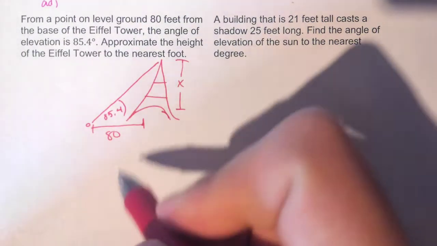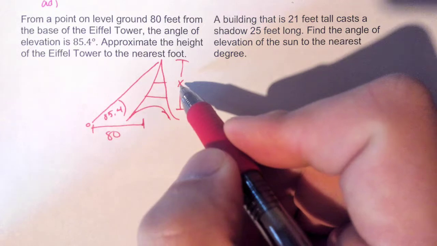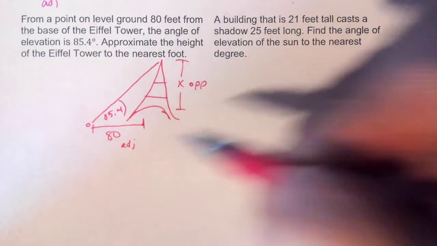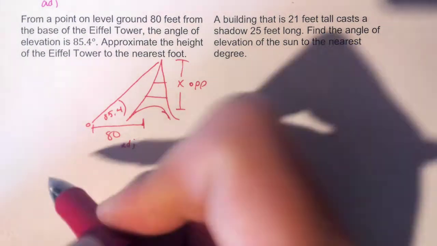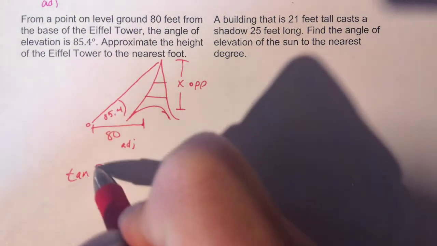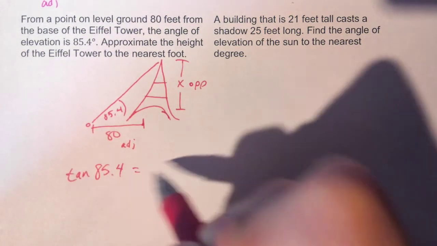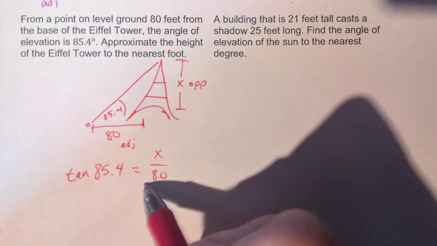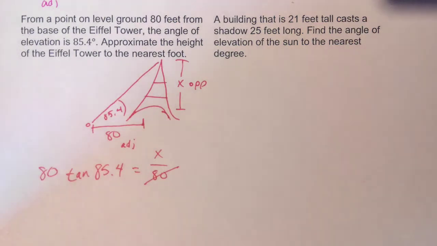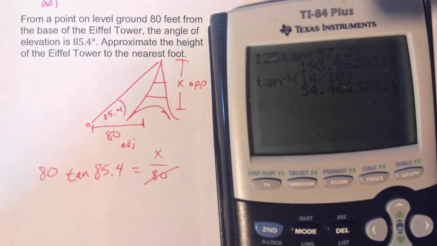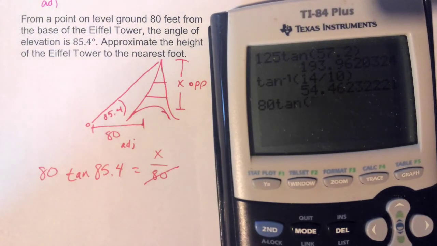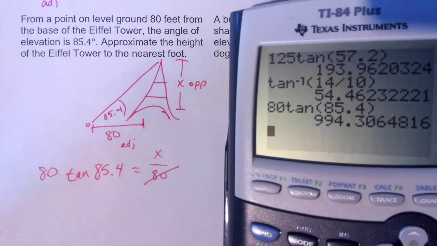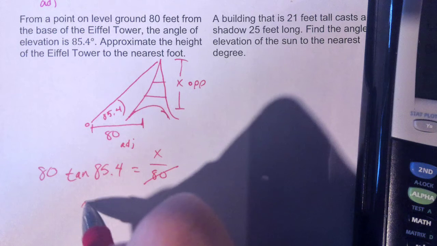So there's our right triangle. According to this angle, x would be opposite, 80 would be adjacent. Which trig function? Oh my goodness, tangent again. So the tangent of 85.4 equals opposite over adjacent. Get rid of that 80 by multiplying. Type it into your calculator. 80 tangent of 85.4. 994 feet. It's about 994 feet.